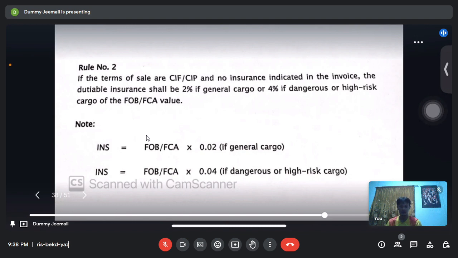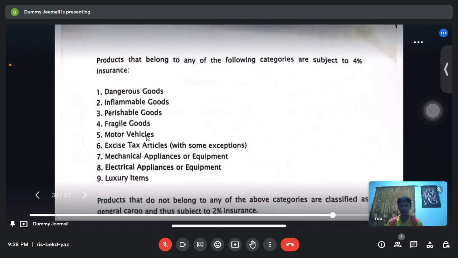So to know what are the dangerous or high risk cargoes, products that belong to any of the following categories are subject to 4% insurance: dangerous goods, inflammable goods, perishable goods, fragile goods, motor vehicles, excise tax articles with some exceptions, mechanical appliances or equipment, electrical appliances or equipment, and luxury items. Dangerous goods, inflammable, understandable na. Perishable goods, foods like meat, fruits, vegetables. So motor vehicles.